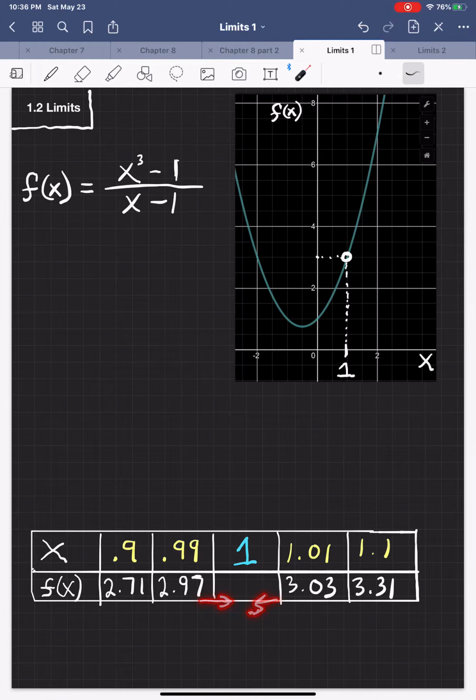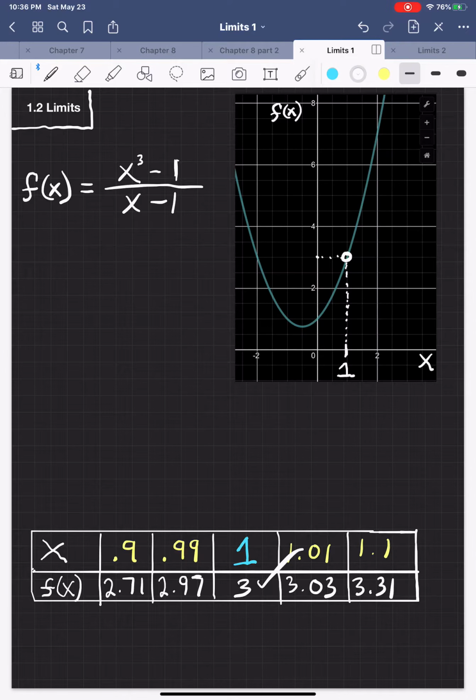And you would see that it appears that as x gets close to 1, right? See these arrows? This is x getting closer and closer to 1. It appears that y, the y values are the values on the graph, it appears that your y values are getting closer and closer to what number? Well, it looks like they're getting closer to 3.